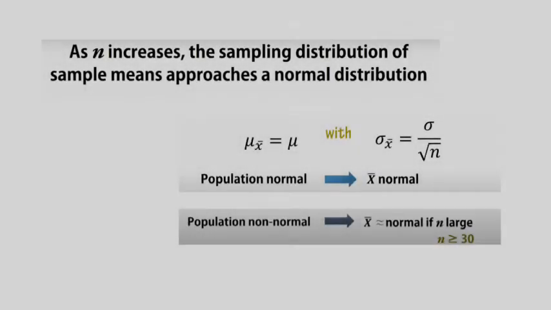Now, we have the central limit theorem, which basically says that as the sample size increases, the sampling distribution of the sample means will approach a normal distribution. That is, if the population is normal, then the distribution of sample means will also be normal. And if the population is not normal, the distribution of sample means becomes approximately normal when n is large. And by large, we often say when n is at least 30.